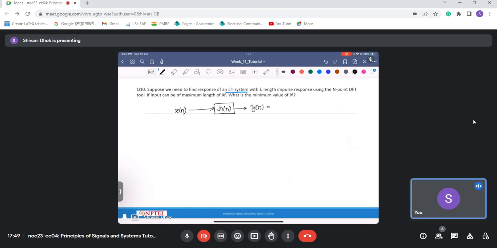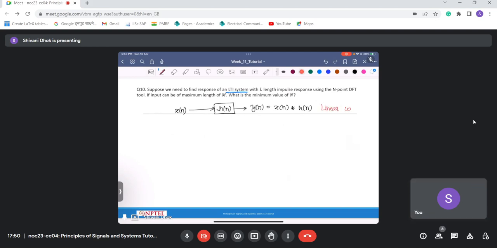What is y[n]? How do you find out y[n]? Why are you saying linear? It can be circular, right? This is an LTI system. So, how do we find out the output of any LTI system? That is convolution, linear convolution. Exactly. So this is x[n] linearly convolved with h[n].